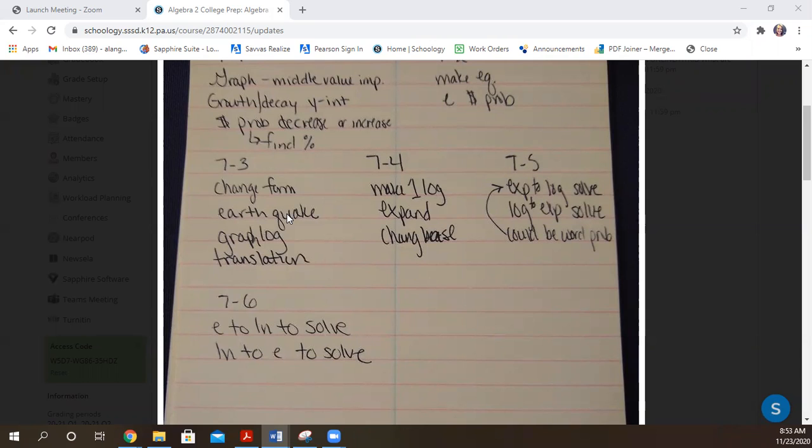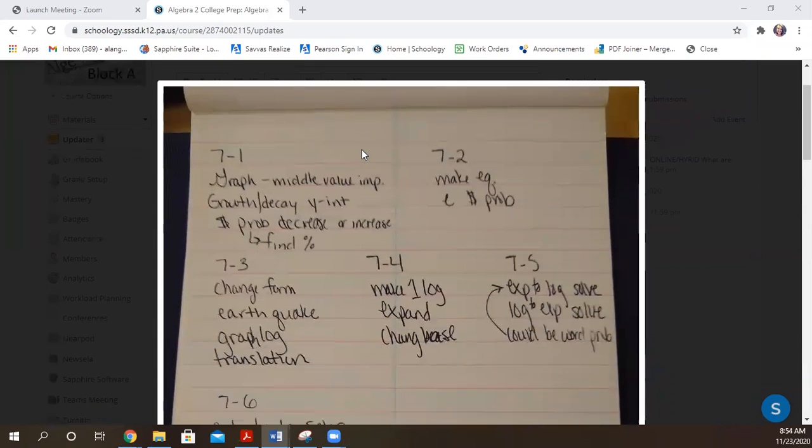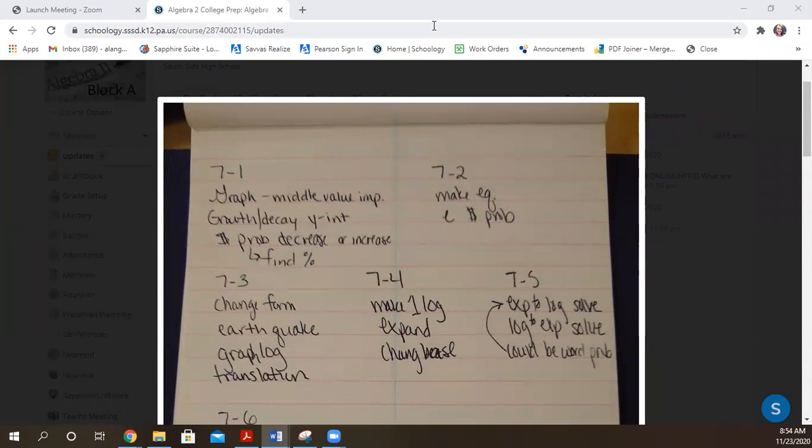Be ready for earthquake problems. Remember base 10 versus base 32. On the quiz, a lot of kids missed the translations: up, down, left, right, vertical stretch, vertical compress. A lot of students missed the one where you had to find the percent, where I gave you two things. I said, here's how many bears there were here, now there's this many bears, and then I had you make an equation. So just reference that for a little bit. Let me stop sharing my screen.